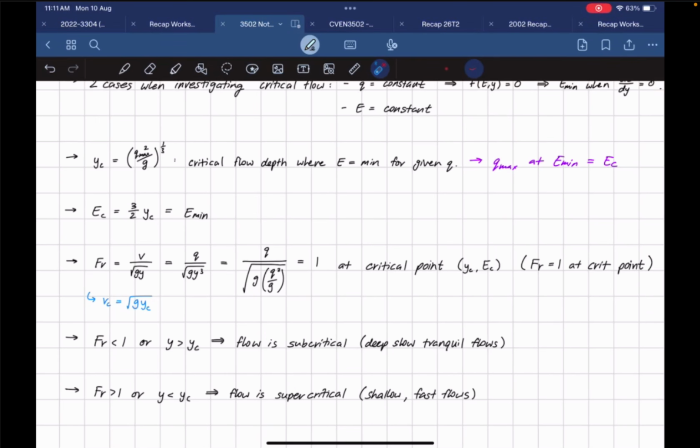Sorry? You say compared to YC, or do you not have YC? You can figure out YC. Okay. So YC is equal to Q squared on g, to the power of 1 on 3. Yeah. Okay. So you just compare it. If you have a lower Y, then you can be supercritical. Exactly, yeah. So if your flow depth is less than YC, it will be supercritical.